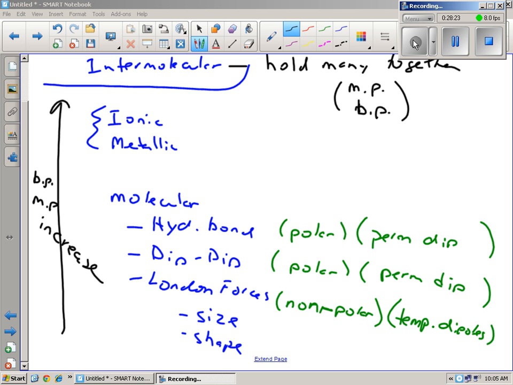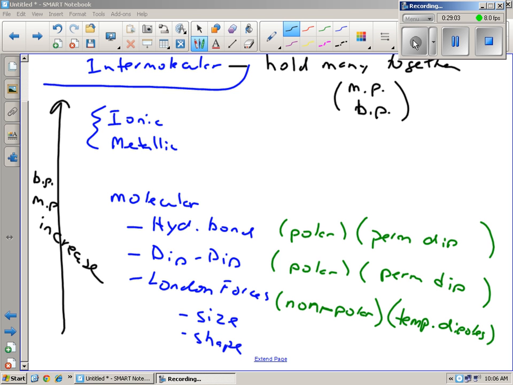Molecular is comparatively weak. Underneath molecular, we've got things like hydrogen bonding, dipole-dipole, London forces. London forces are based on two things, size and shape. All molecules have London forces, so if it comes down to that, that might be the deciding factor. However, hydrogen bonding is for polar molecules. Hydrogen bonding is H bonded to N, O, or F. Dipole-dipole is basically anything that's polar, but not H bonded to N, O, or F. And London forces is the only thing for nonpolar molecules.